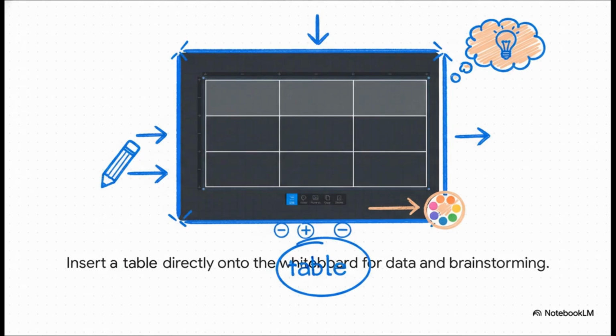So take this table, for example. It's been dropped right onto the whiteboard. A simple tap brings up a menu to edit it. You can add rows, change colors, type in text. You can resize it and move it around just like you would a sticky note. This completely transforms the whiteboard from just a simple drawing surface into a truly dynamic workspace.